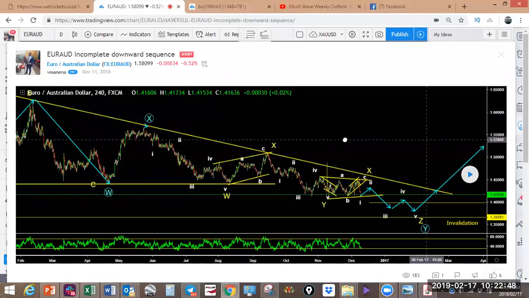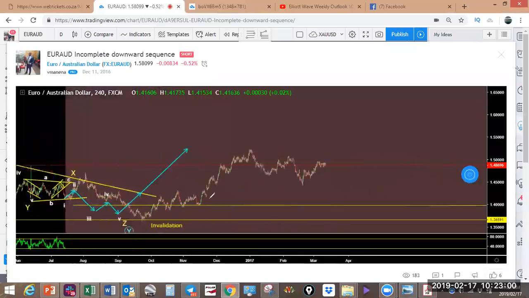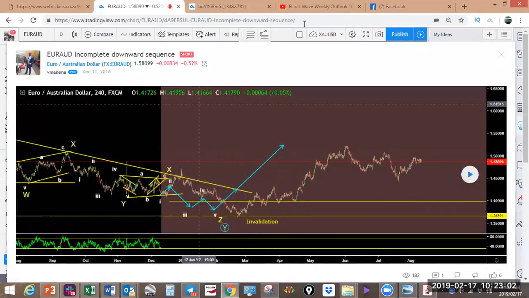Yes. Now look at this here. This is on the 4 hour. Let me get my annotation. On the 4 hour on EURAUD, now you can see that we expected this. It was 2016 when I posted this.